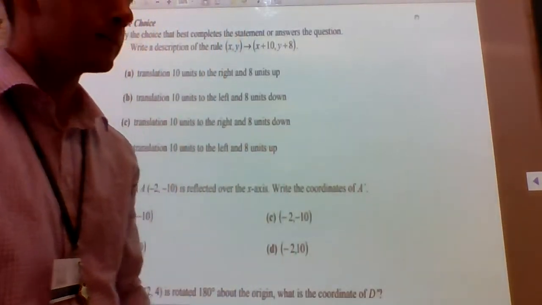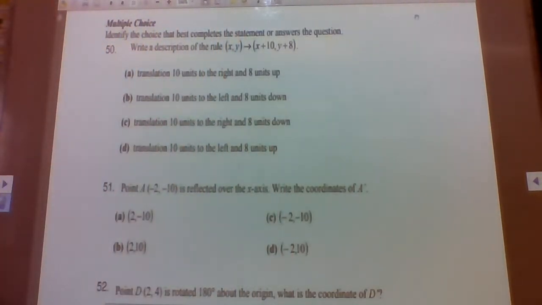Right, this is the last part four for the video, the last page. So these are all going to be transformation stuff. So transformations. The first one says identify which answer is best.